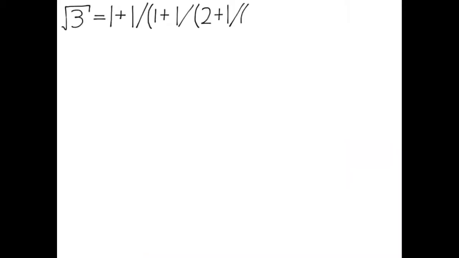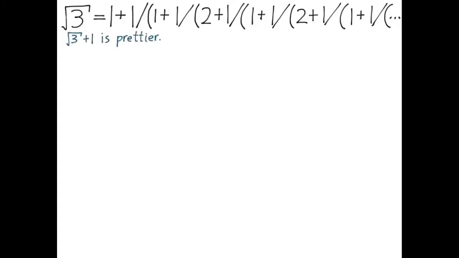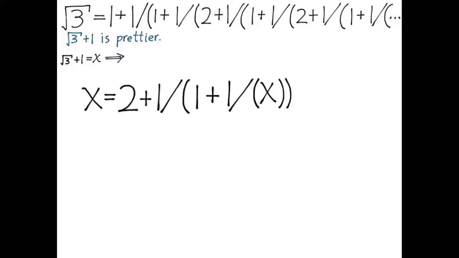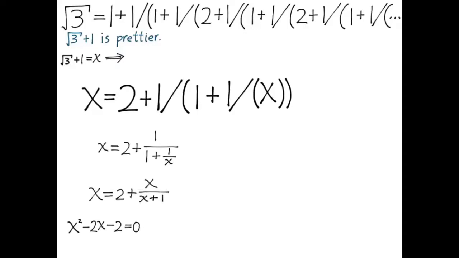Now we can investigate the square root of 3 by the same method, and again a pattern is seen. 1, 2, 1, 2, 1. Also, again, the square root of 3 plus 1 is prettier. Using the same method to turn this recursive formula into a quadratic equation, we again find an equation with a solution set including the square root of 3 plus 1.